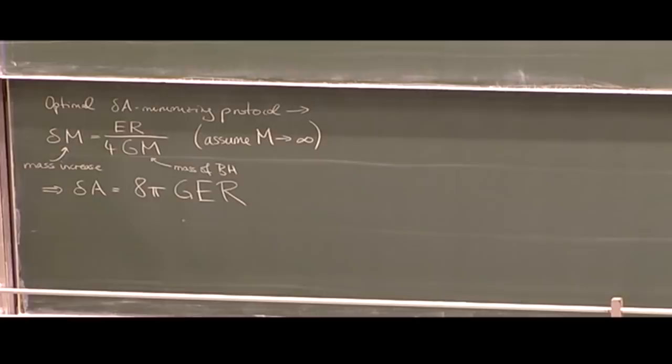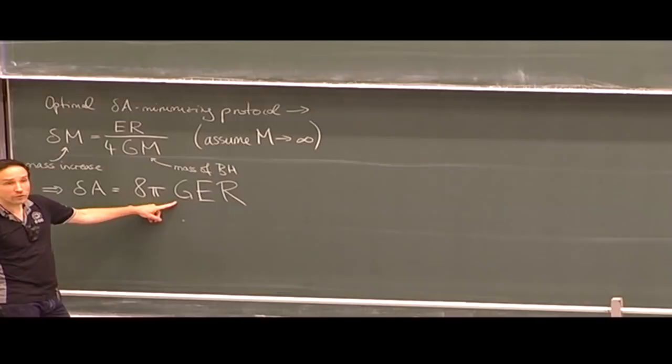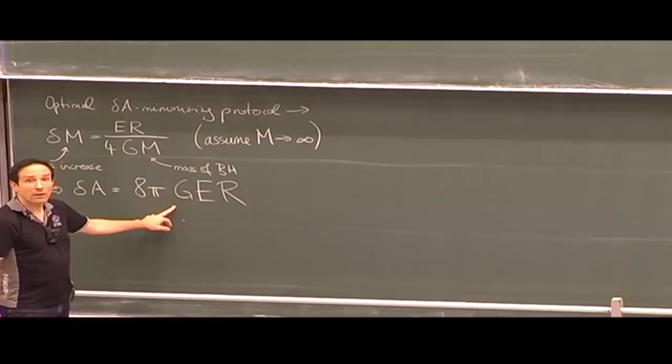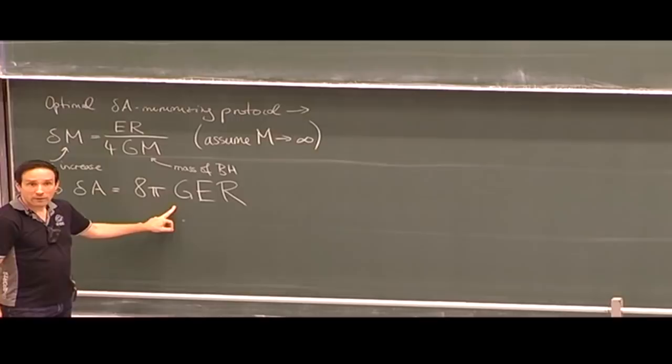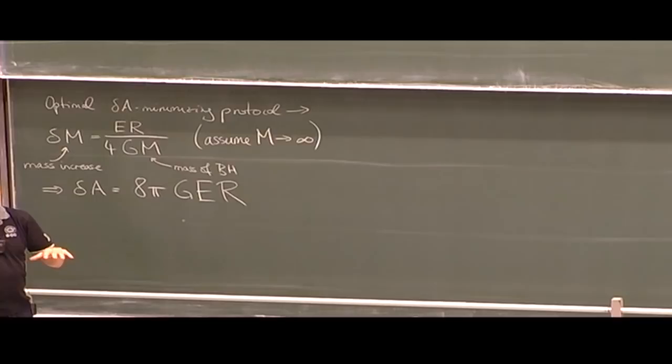Now, notice that the area increase for the black hole is proportional to Newton's constant. That means that if we measure it in units of the Planck length squared, which means dividing this by G h-bar, Newton's constant isn't going to come into it anymore. This result then, in terms of the entropy increase, is actually independent of the strength of gravity. And that's very significant.